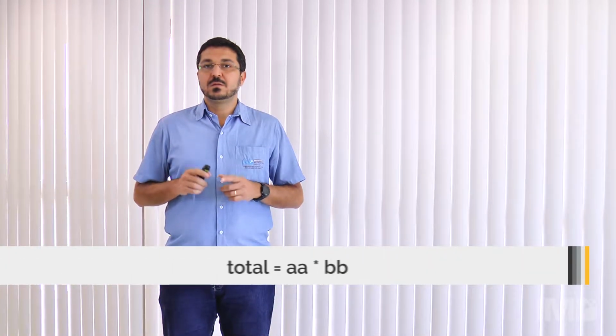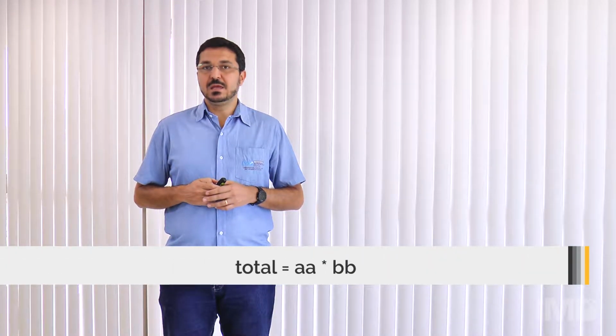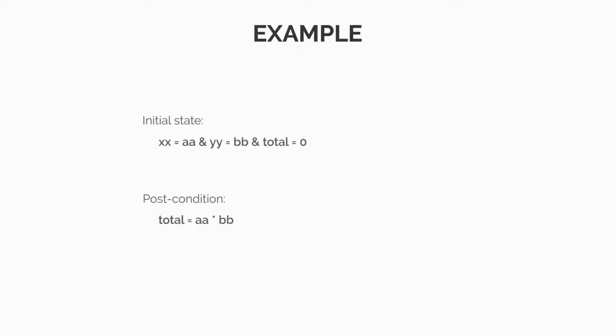At the end of this loop, we have that the post condition is the following predicate: total equals AA times BB. In our example, we have that in the initial state, xx equals AA, yy equals BB, and total equals 0. And our post condition is total equals AA times BB.